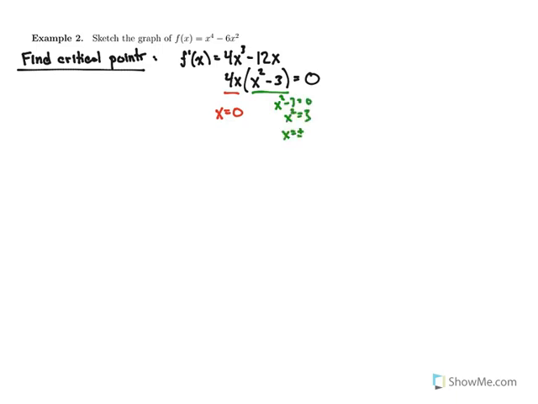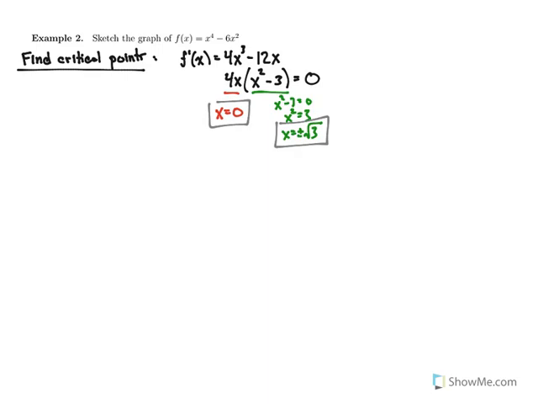So we're going to find the critical points. That's going to be the derivative, 4x cubed minus 12x. We can factor out a 4x out of both terms, and we're left with x squared minus 3. And we're setting that equal to 0. So from this, we get x equals 0. And from the x squared minus 3, we're setting that equal to 0, we get x squared equals 3, so x equals positive or negative square root of 3.